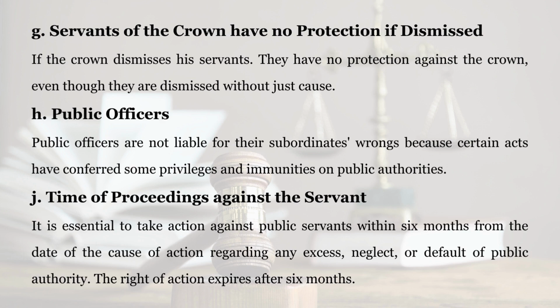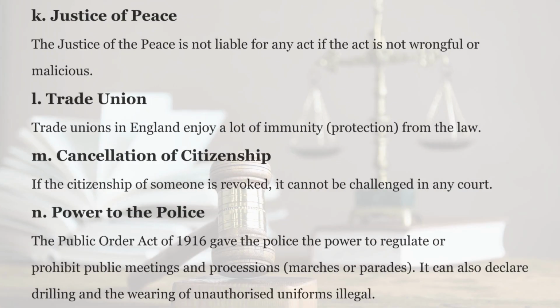J. Time of proceedings against the servant. It is essential to take action against public servants within 6 months from the date of the cause of action regarding any excess, neglect, or default of public authority. The right of action expires after 6 months. K. Justice of peace. The justice of the peace is not liable for any act if the act is not wrongful or malicious. L. Trade union.